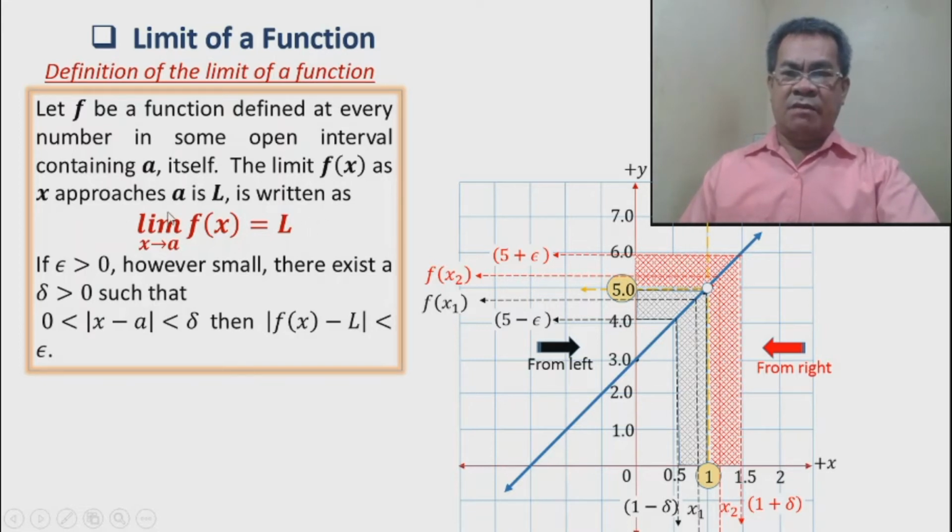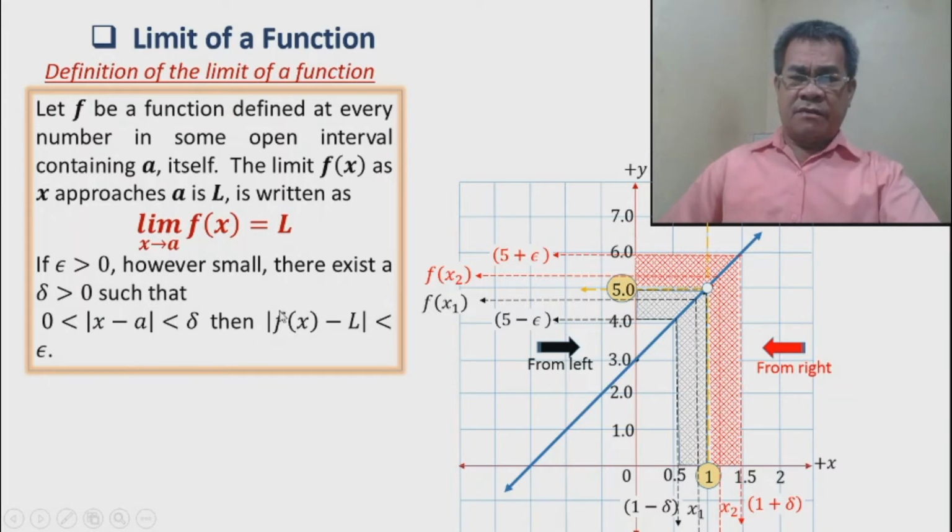So in our previous example, we have the limit of the function as x approaches 1, and the answer is 5. So this must be a real number, and L also a real number. This is the condition: epsilon is greater than 0 but small, and there exists a delta greater than 0 such that the absolute value of x minus a is greater than 0 but not more than delta. Then the absolute value of the function minus L should be less than epsilon.